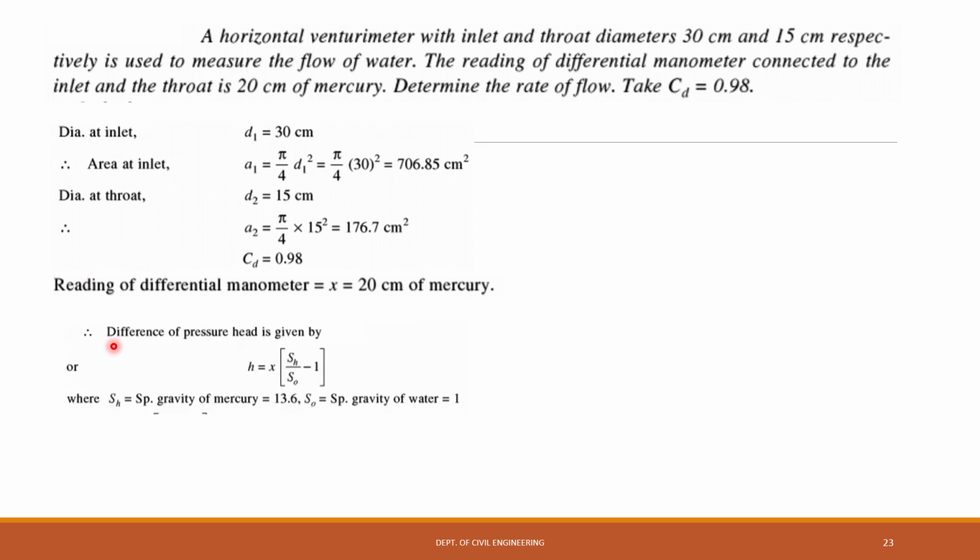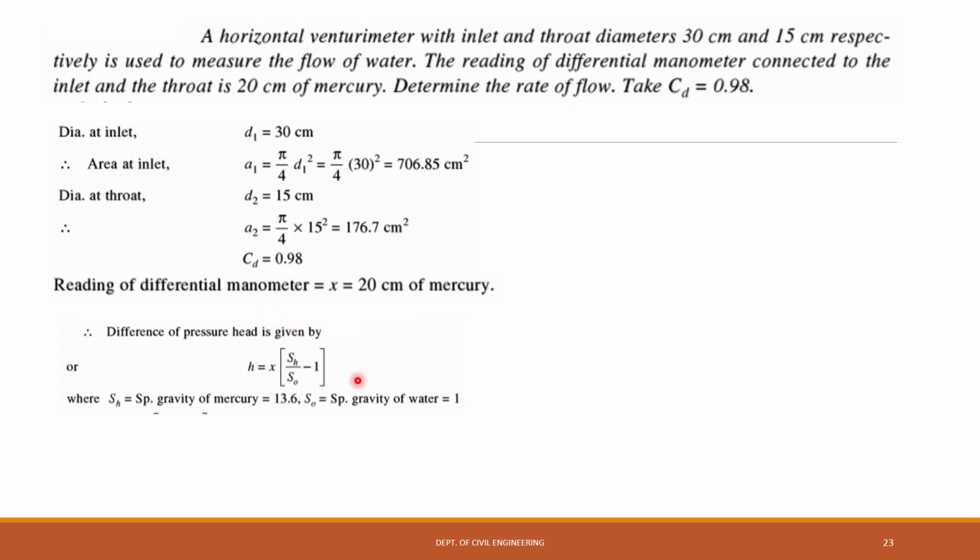For that, we can use this equation as the manometric fluid is heavier than the flowing fluid. In manometer we have mercury. What is the specific gravity of mercury? 13.6. In the pipe you have water. Specific gravity of water is 1. So which is heavier? Manometric fluid is heavier. That means this is case 1. Horizontal venturimeter and manometric fluid heavier than the flowing fluid. So this is case 1.